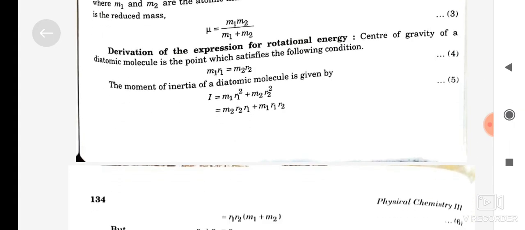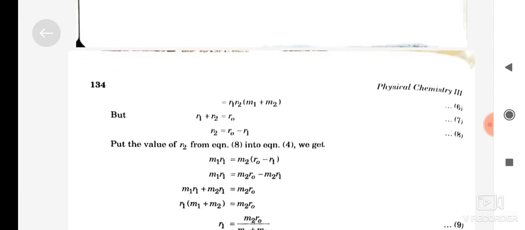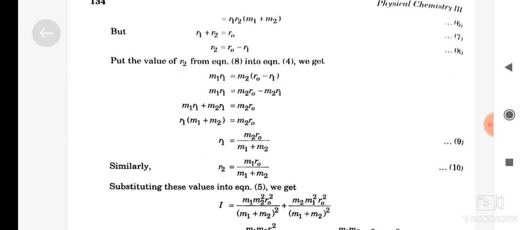Derivation of the expression for rotational energy. The center of gravity of a diatomic molecule is the point which satisfies the following condition: m1 r1 is equal to m2 r2. The moment of inertia of a diatomic molecule is given by I is equal to m1 r1 square plus m2 r2 square. But r1 plus r2 is equal to r0, so r2 is equal to r0 minus r1. Put the value of r2: m1 r1 is equal to m2 into r0 minus r1. So finally r1 is equal to m2 r0 upon m1 plus m2, and similarly r2 is equal to m1 r0 upon m1 plus m2.